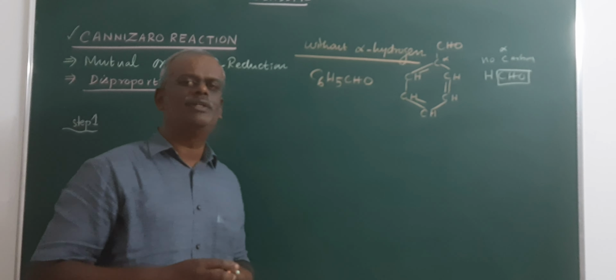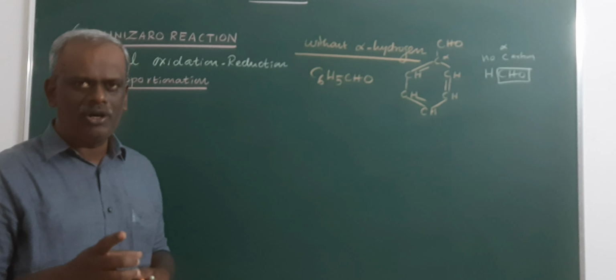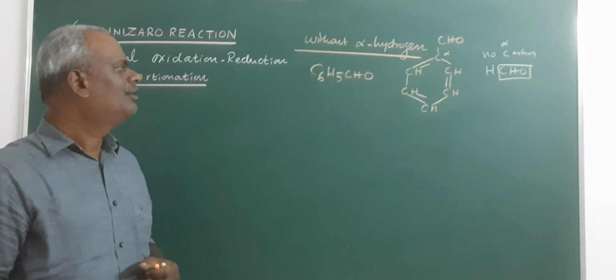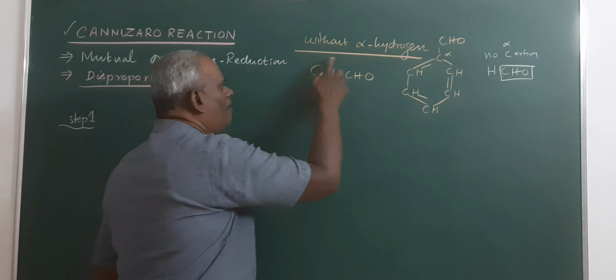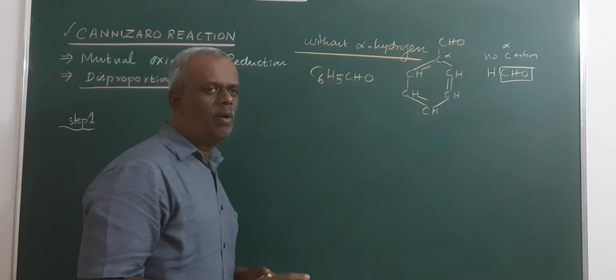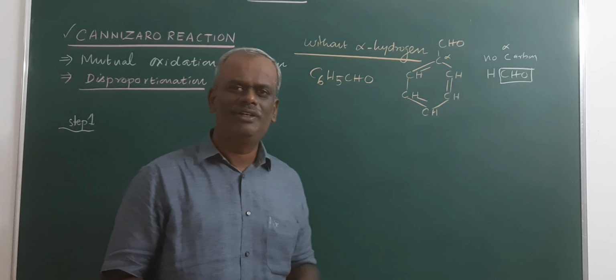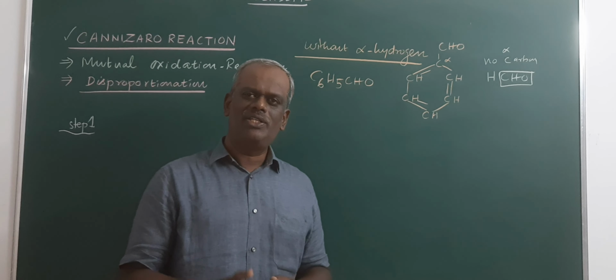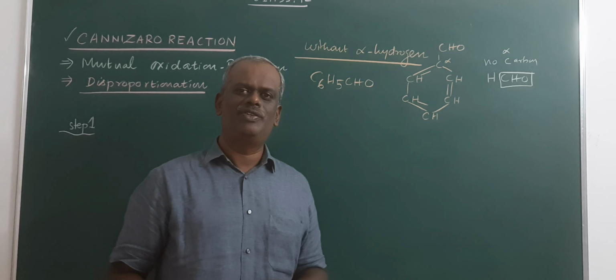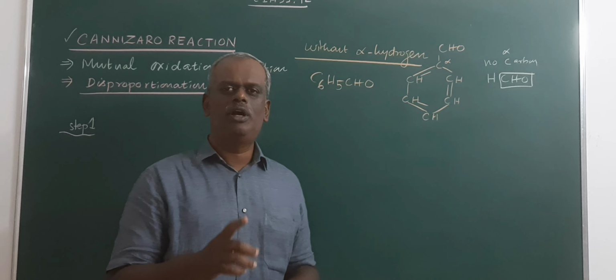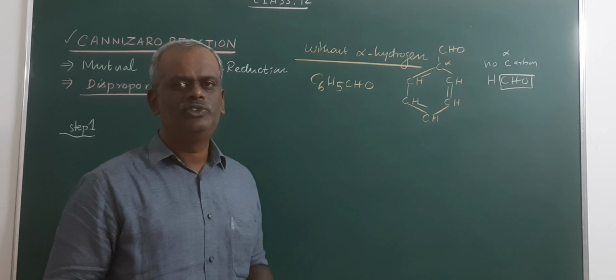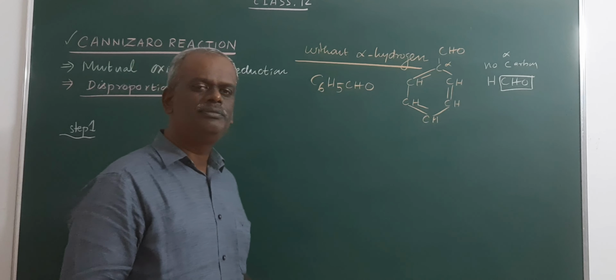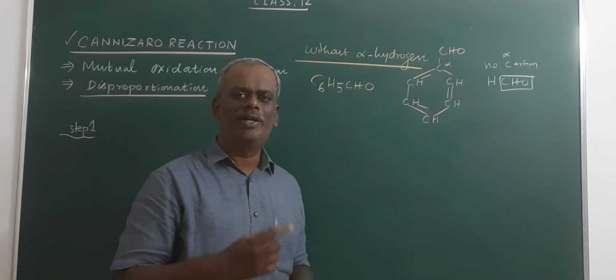And there is a condition: either an aliphatic aldehyde or an aromatic aldehyde should not have any alpha hydrogen. It is quite opposite to our aldol condensation. In the aldol condensation we have discussed that there is a need of at least one alpha hydrogen. But here there should not be any alpha hydrogen atom. That's a major difference between the Cannizzaro and aldol condensation.